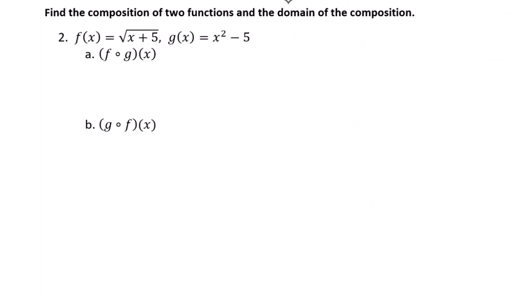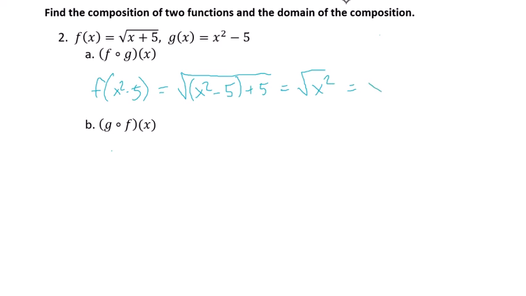All right, so here we have a square root and a quadratic, and here we're asked to do f of g of x. So that's f of g of x, which is x squared minus 5. And so that would be the square root of x squared minus 5, and then plus 5, because all this is your x. And this gives you the square root of x squared, because the negative 5 and plus 5 will cancel out. And the square root of x squared is x.